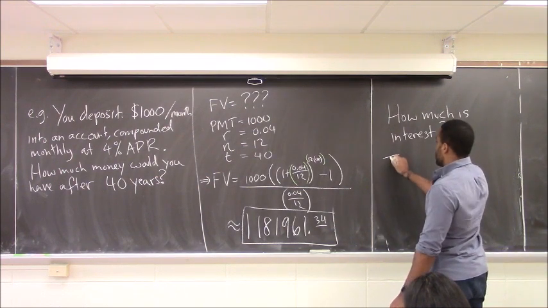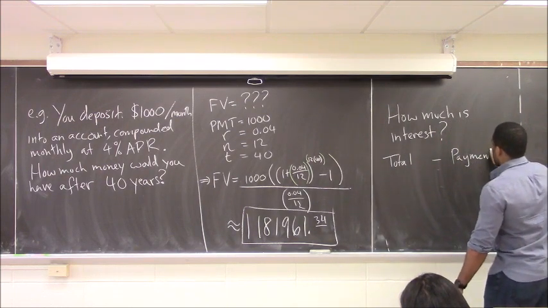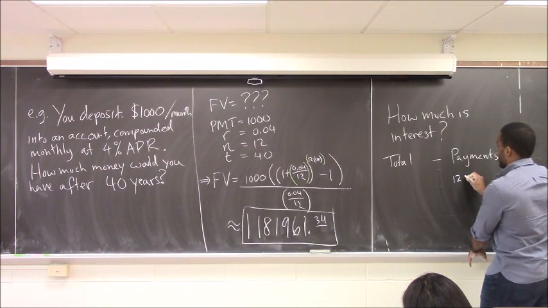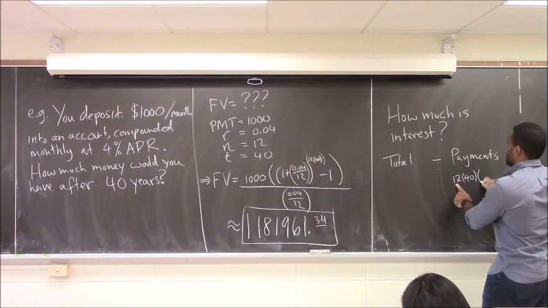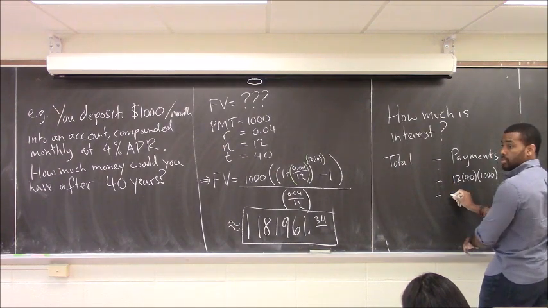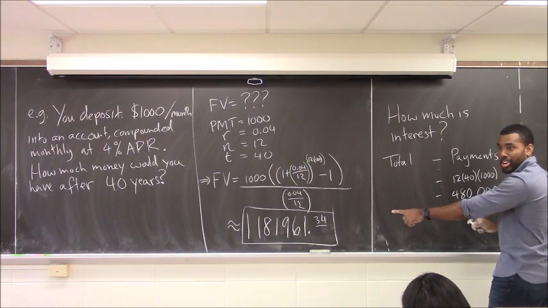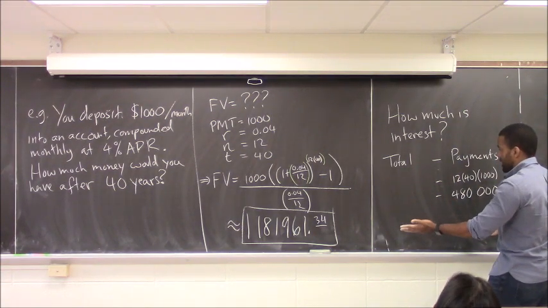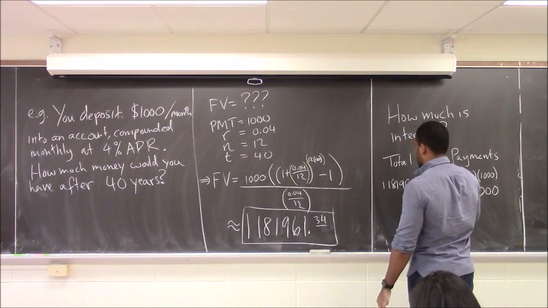Right, so you're going to take the total minus the payments that you made, right? So you had, I just did the payment. Yeah, so you had 12 times 40 times 1,000, right? So that's the actual money you put in. And what is that? 480. Only 480,000 of that was your actually hard-earned money. Everything else you earned by not doing anything, just by having it in the account. And the total was 1,181,961.34.